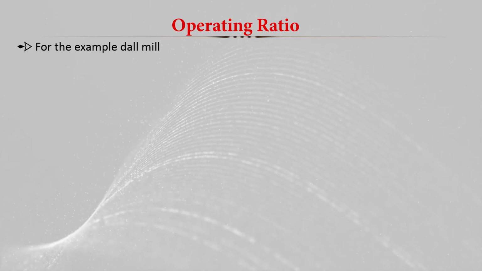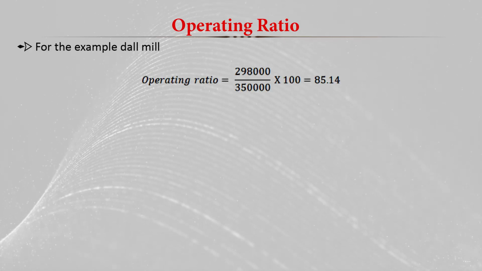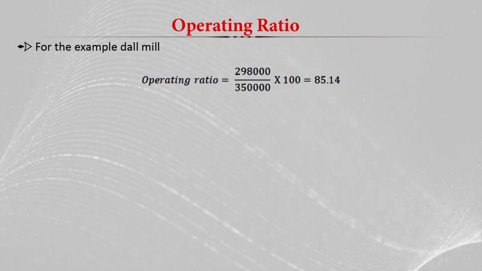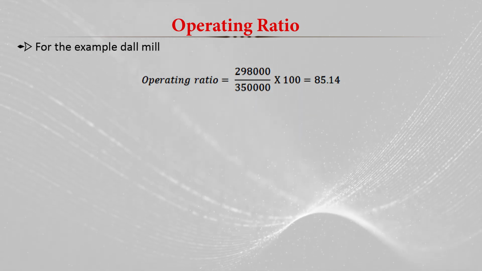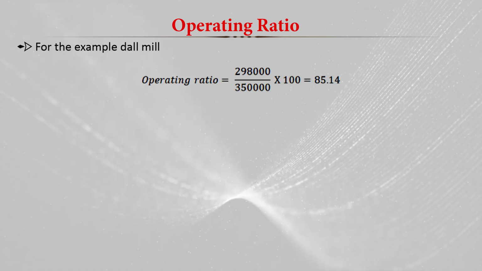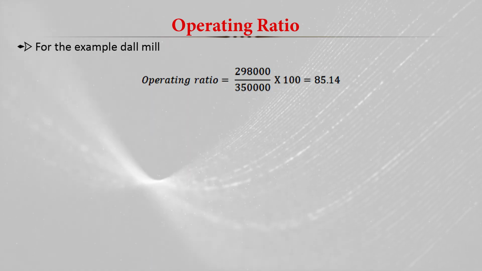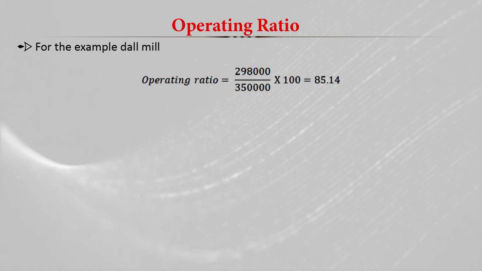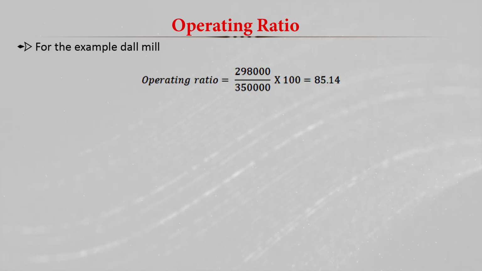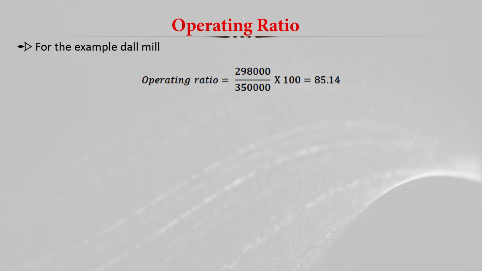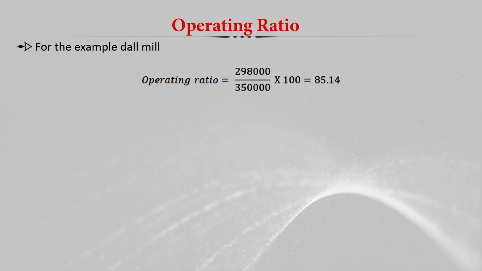So in the case of our dal mill example, it is the operating expenses divided by the revenue. Revenue here is 3,50,000 and the operating expenses is 2,98,000. So 2,98,000 divided by 3,50,000 comes to 85.14.